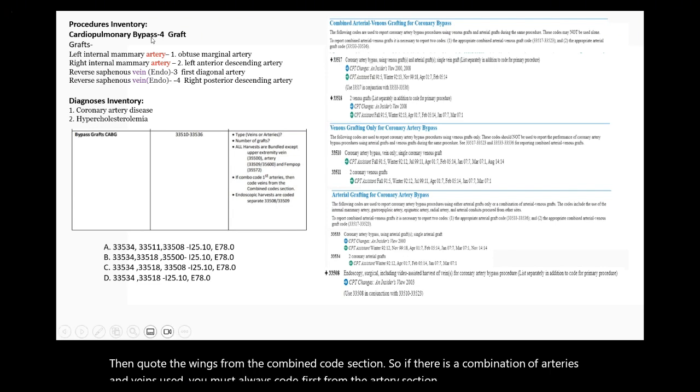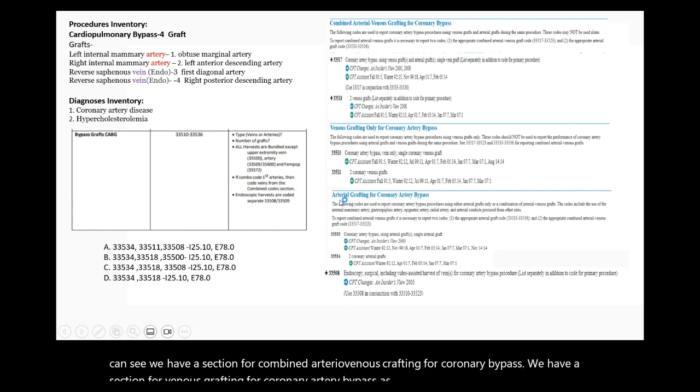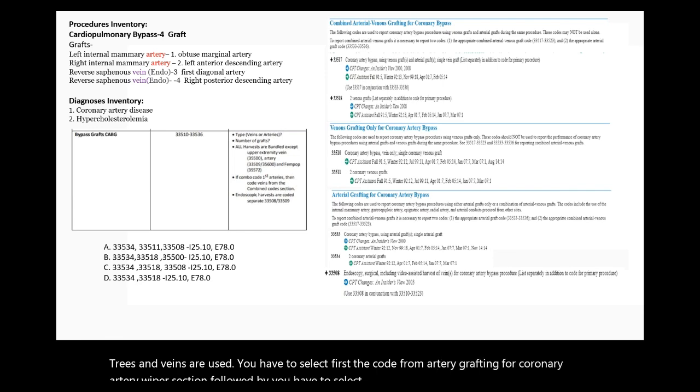On the right hand side, you can see we have a section for combined arteriovenous grafting for coronary bypass. We have a section for venous grafting for coronary artery bypass, as well as a section for arterial grafting for coronary artery bypass graft. So whenever a combination of arteries and veins are used, you have to select first the code from the arterial grafting for coronary artery bypass section, followed by the venous graft code from the combined arterial and venous grafting code section.